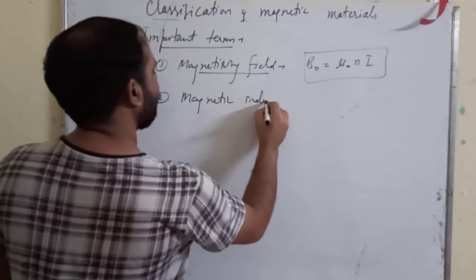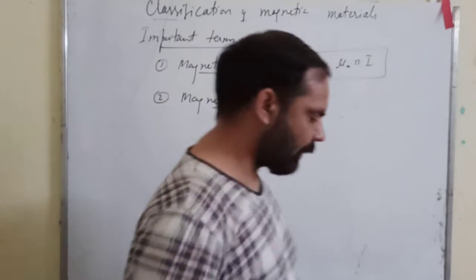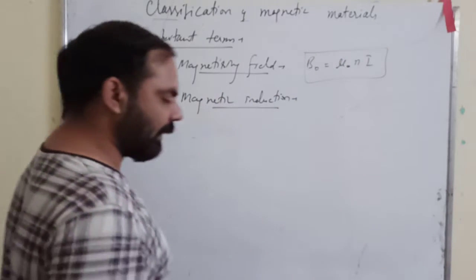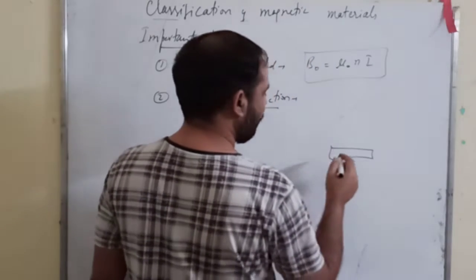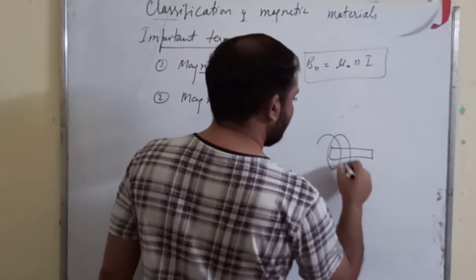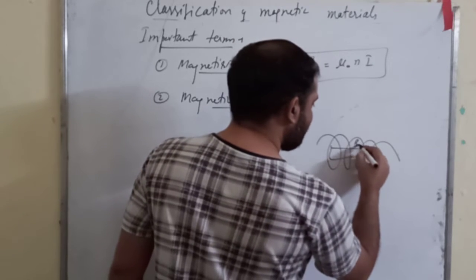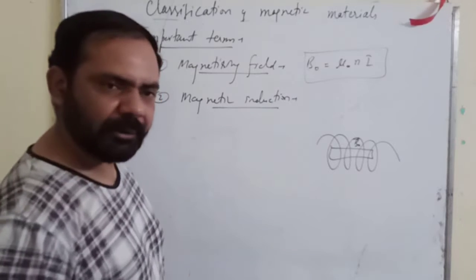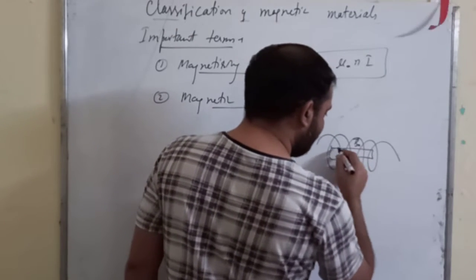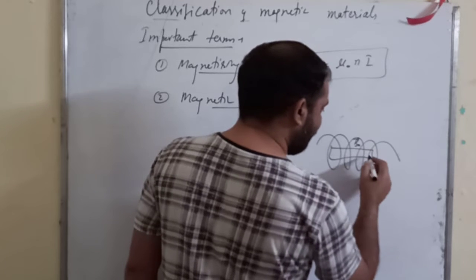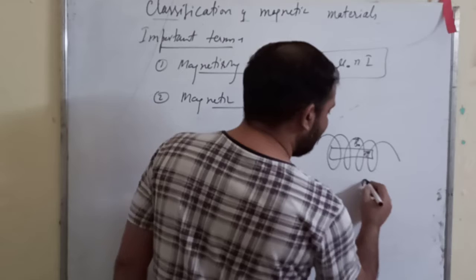Then next is magnetic induction. Okay, what is magnetic induction? Suppose this is a material, right? I place this inside a solenoid, right? Then this solenoid is creating some magnetic field, that is B naught. Okay, then this magnetic material also gets magnetized, and suppose it forms a magnetic field B dash, right?